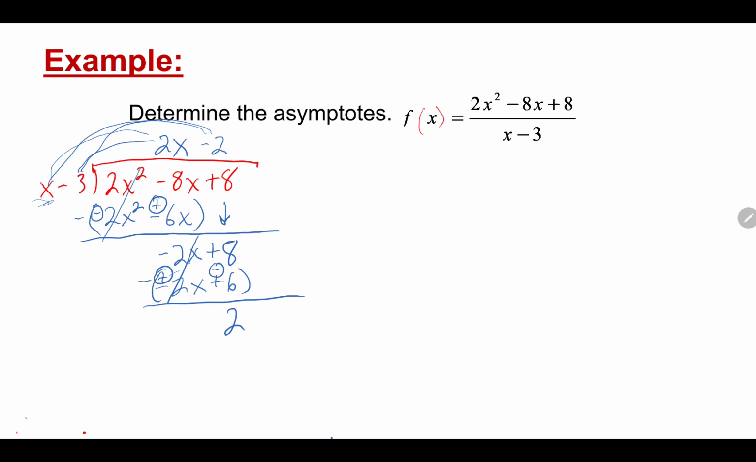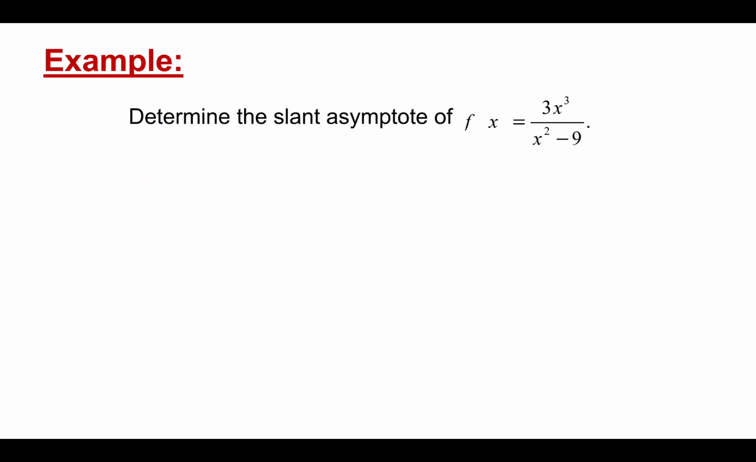I don't really care about the remainder. What I do care about is this piece here. So my q of x is equal to 2x minus 2. And this is my slant asymptote. That is how we determine these, and this is the process. So let's try another one, okay?